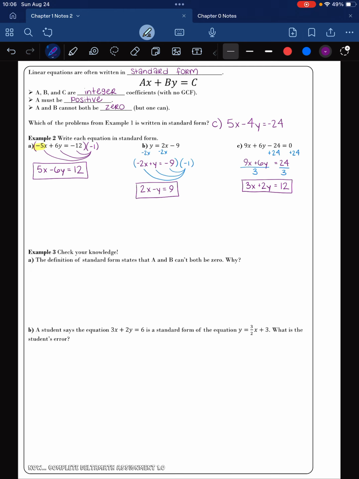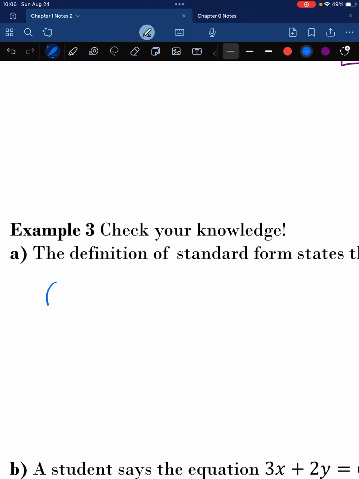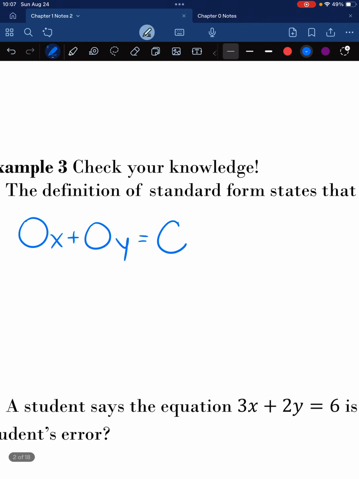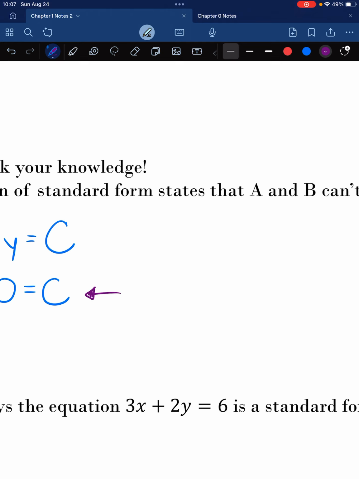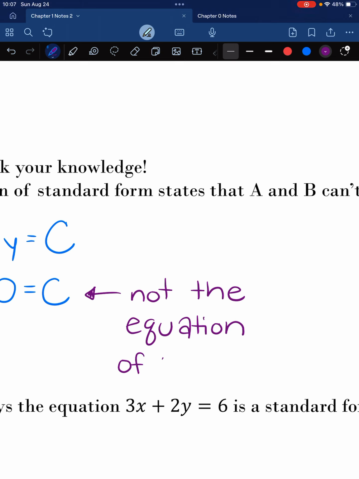Okie dokie. So the definition of standard form states that A and B can't both be 0. So let's look at what happens if A and B were both 0. So we have 0x plus 0y equals C. Okay, 0 times anything is 0. Again, 0 times anything is 0. So we just end up with 0 equals C, which is not the equation of a line anymore.